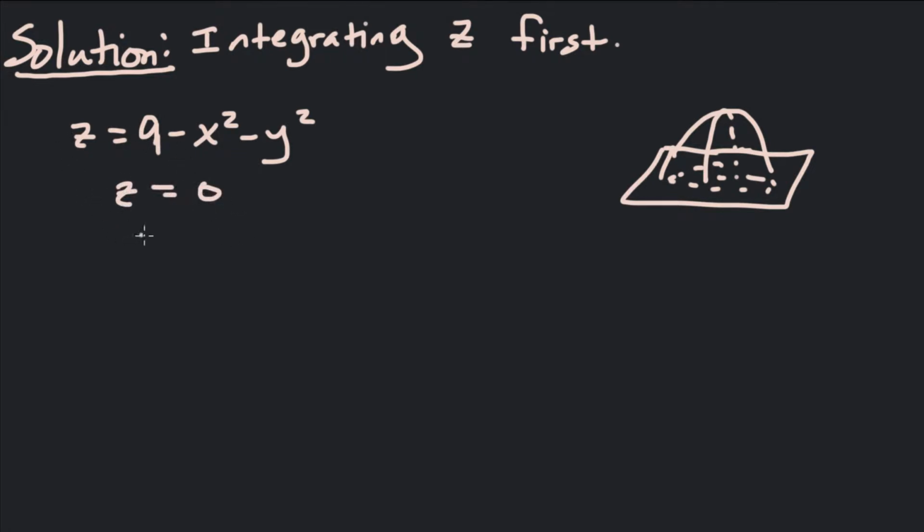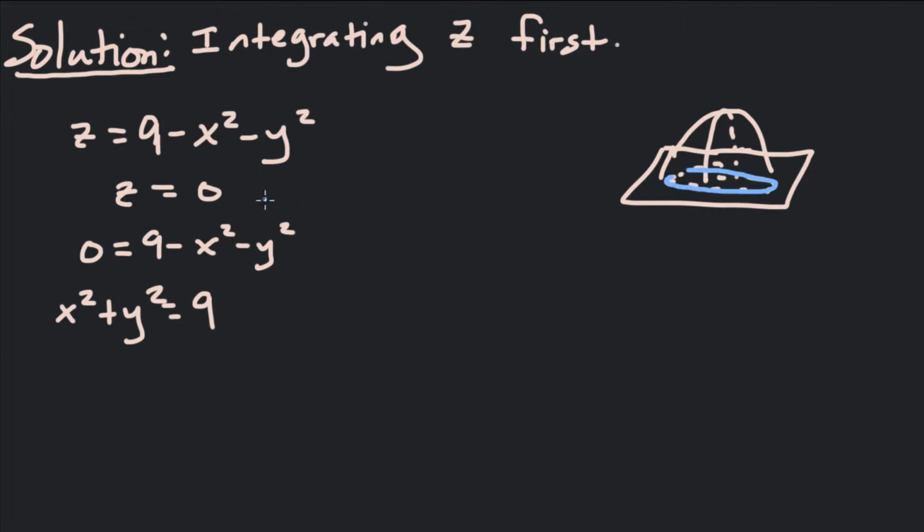If I set z equal to 0, then I get 0 equals 9 minus x squared minus y squared, which is really just a circle of radius 3. So x squared plus y squared equals 9. The trace z equals 0 of this paraboloid is just a circle of radius 3. So this circle of radius 3 is the z equals 0 trace. That tells me some information at least about the paraboloid.